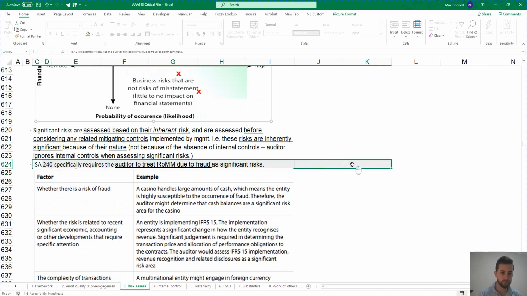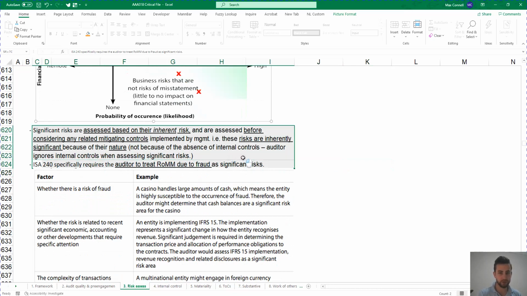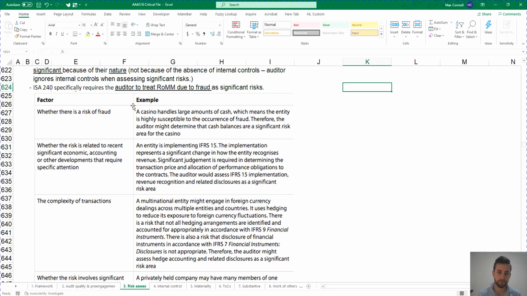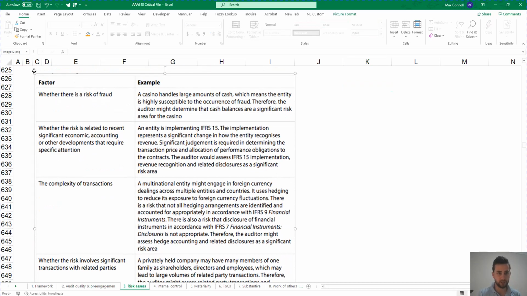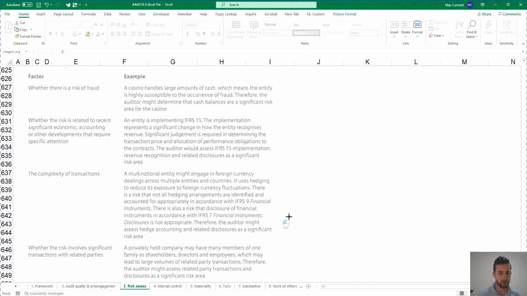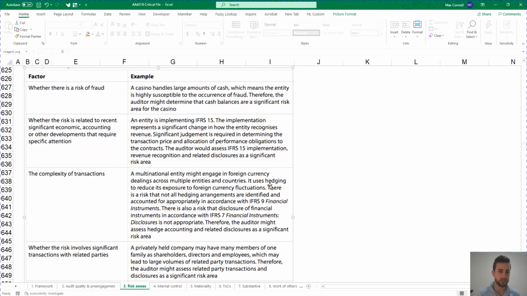So ISA 240 specifically requires the auditor to treat ROM due to fraud as significant risks. So the factors to be considered is whether there is a risk of fraud, e.g. a casino handles a large amount of cash, which means the entity is highly susceptible to the occurrence of fraud. Therefore, the auditor might determine the cash balances are a significant risk area for the casino.